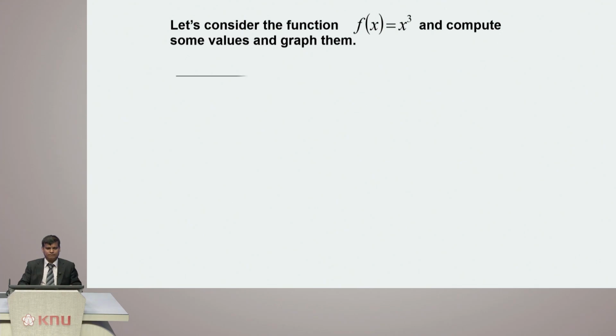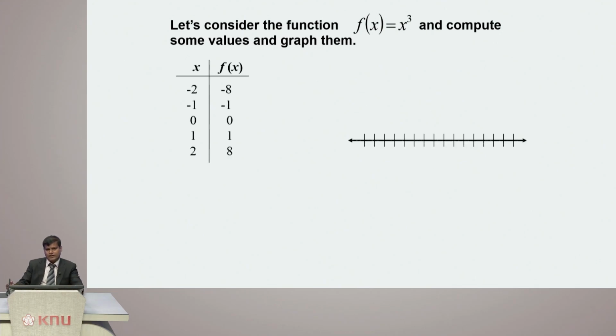So let's consider the function f of x equals x cube, and compute some values and try to graph them. Let's say here x values are given and f of x is given to us. So minus 2 gives minus 8, minus 1 gives minus 1, 0 gives 0, 1 gives 1, 2 gives 8. Okay, let's try to plot a graph. Okay, here it is. So this is how it comes out to be.